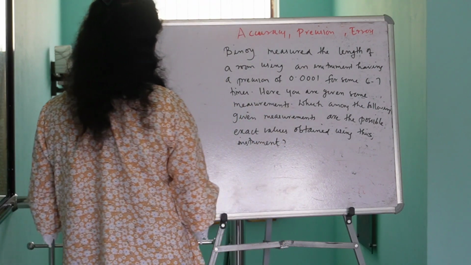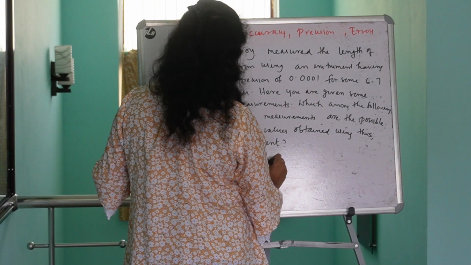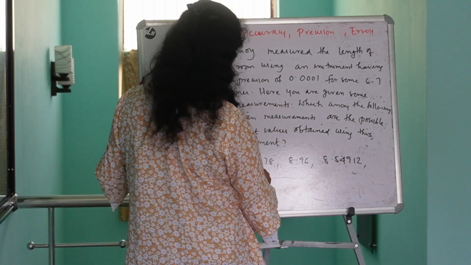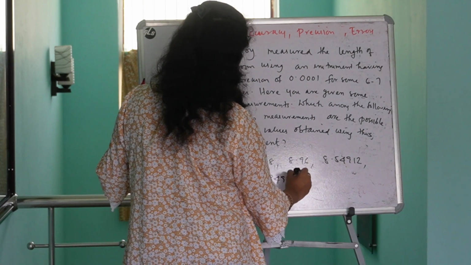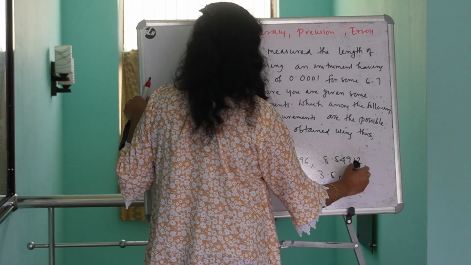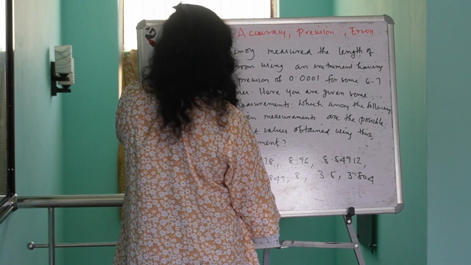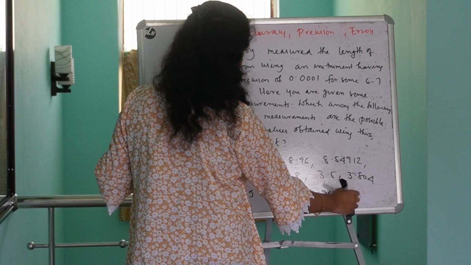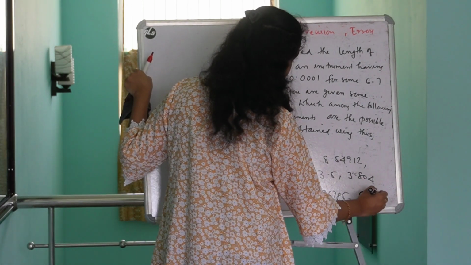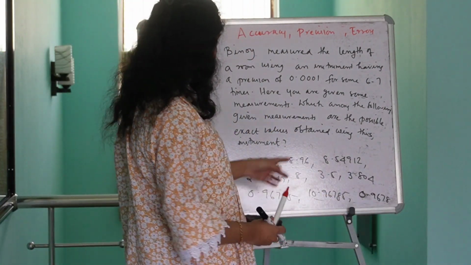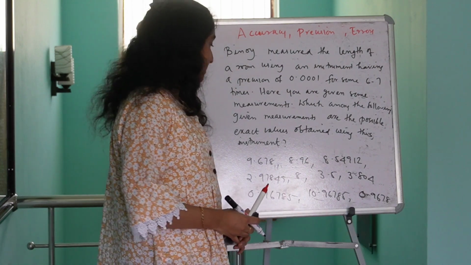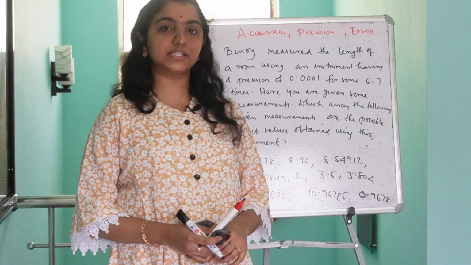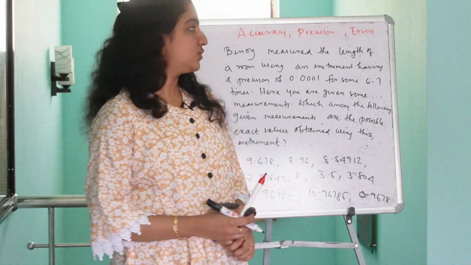And the values are 9.678, 8.96, 8.54912, 2.97849, 8, 3.5, 3.804, 0.96785, 10.96785, and 0.9678. Here you are given some 10 values. And you have to find the possible exact measurements you obtained using this instrument. So let's see what the question is.